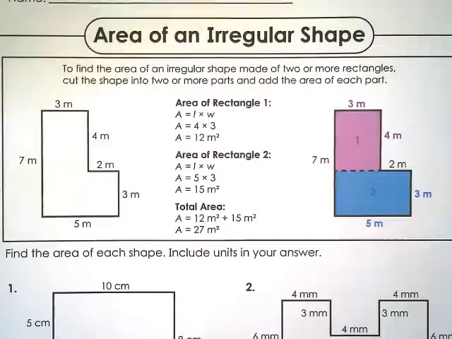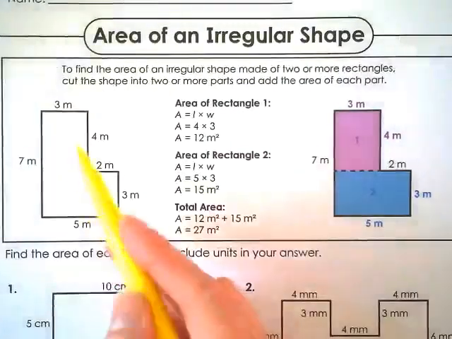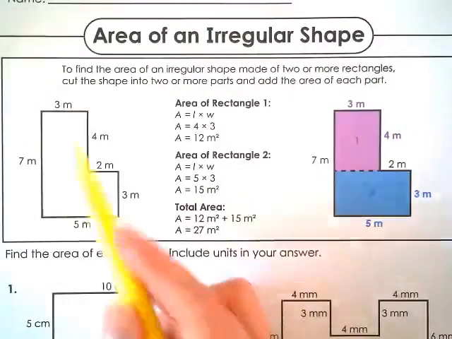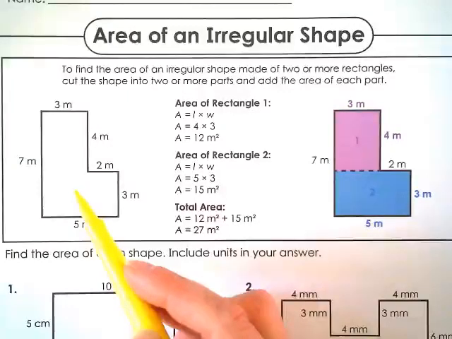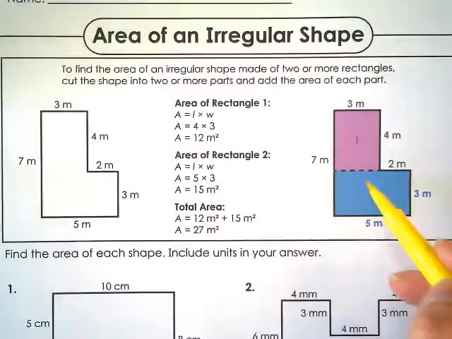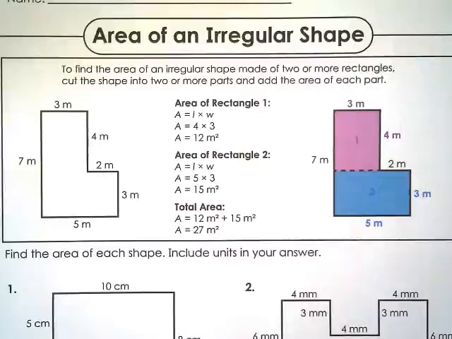Everybody, happy Monday. Today we are going to be learning about how to find the area of an irregular shape. These irregular shapes are actually shapes that are a combination of more than one rectangle or square. For instance, this shape is considered an irregular shape, but it is actually made up of two rectangles put together.